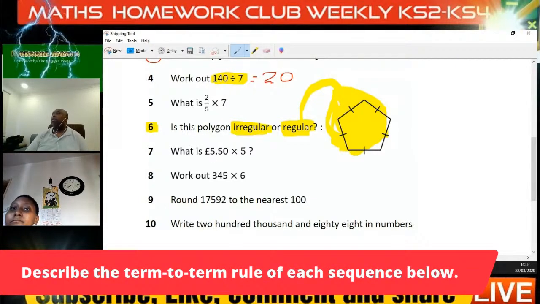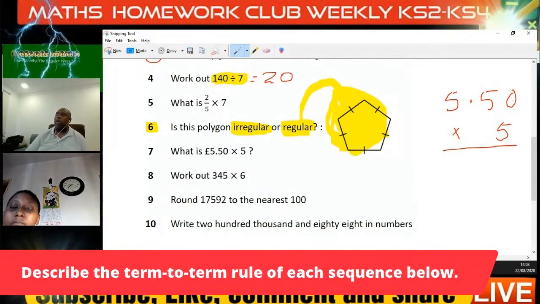This one you must can do. What is 5.50 times by 5? So let's go through this together. You got 5.50 multiplied by 5. So what's 5 times 0? What is anything times 0? 5 times 0 is 0. Anything times 0 is 0.